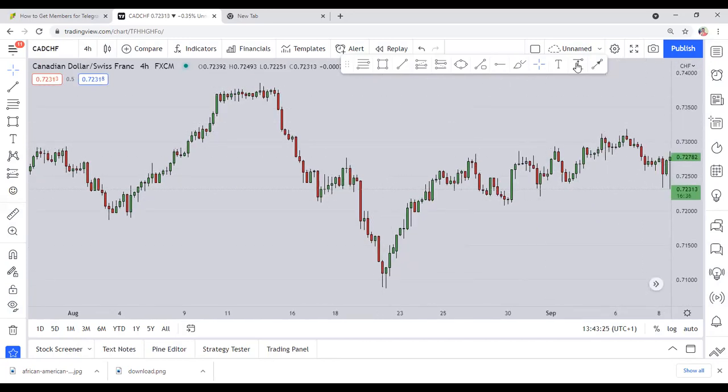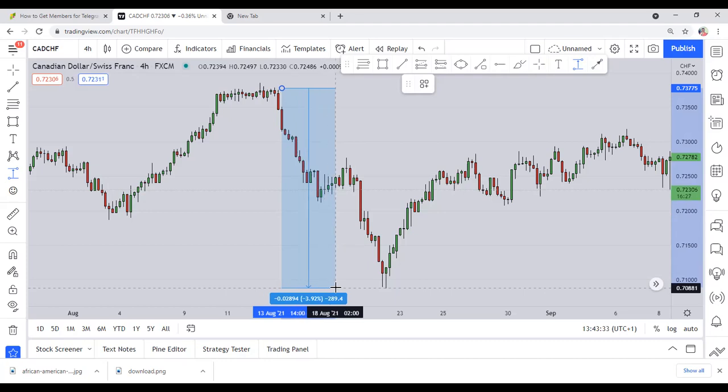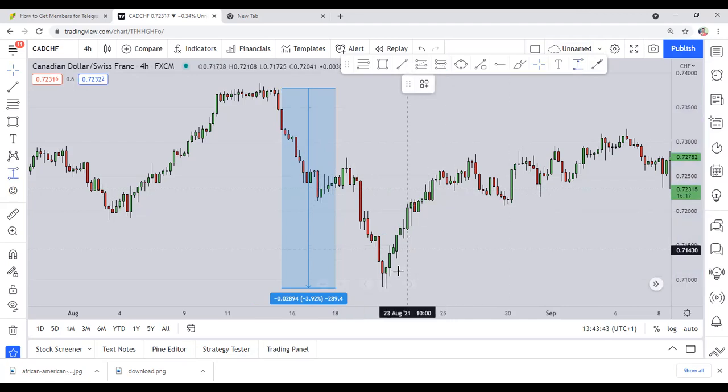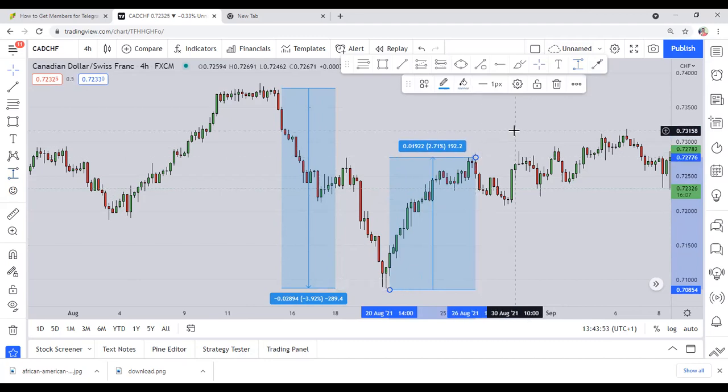How do you calculate the pips? I have a tool for calculating pips here. I'll take it from the top where I want to calculate to the low, and I can see that it moved over 287 pips. How about for the rise? I'll take it from where it started, and I'll drag it all the way up to where the rise got to. And as you can see, it did 192 pips.